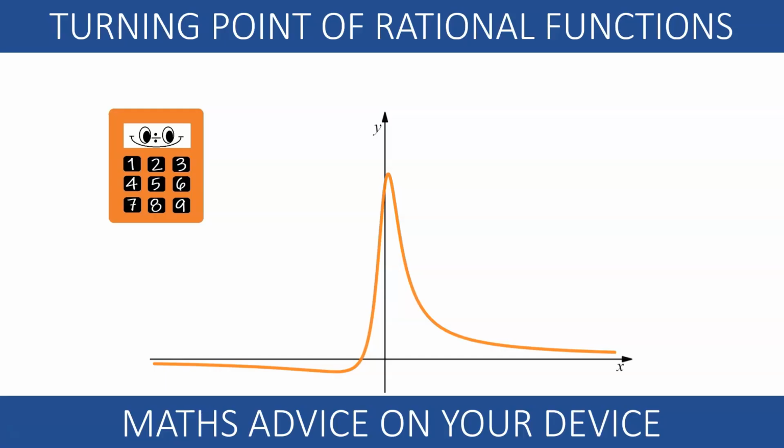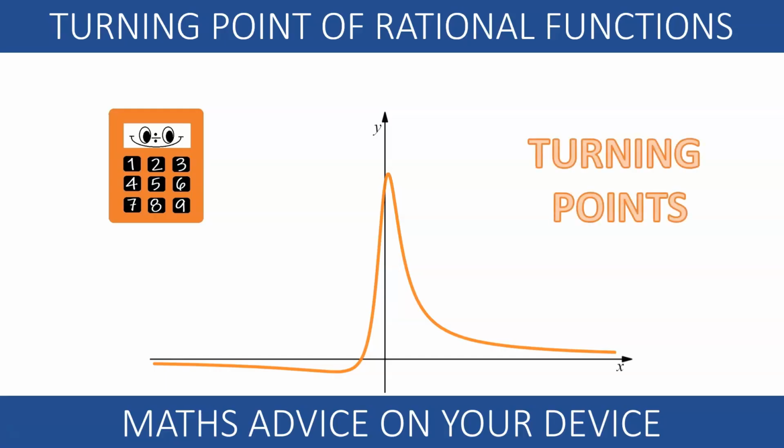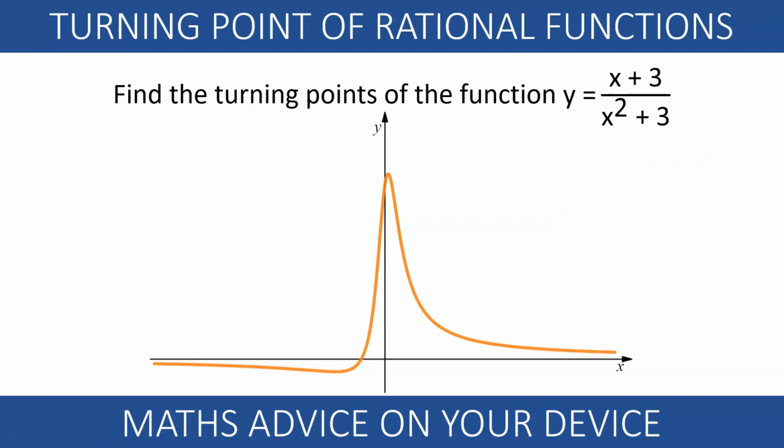In this video, we find the turning points of a rational function. Ready? Let's find the turning points of the function y equals (x plus 3) over (x squared plus 3). A function has a turning point where the gradient is 0. I can already see two potential points, and we are going to use calculus to find them.